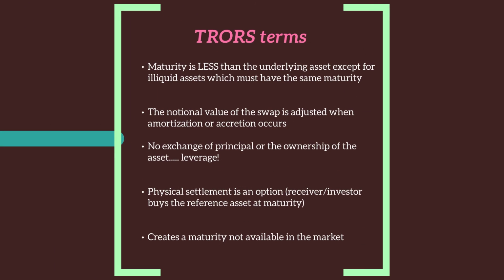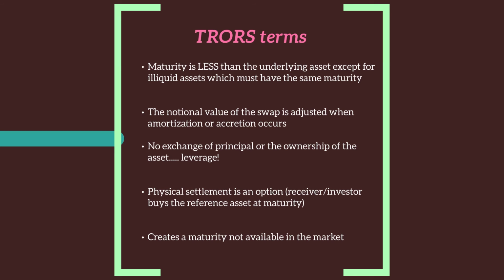Now, there's some other terms to a total return swap that you should know about. The maturity is less than the underlying asset, except in the case of illiquid assets, which must have the same maturity. Now, for bonds, they amortize or accrete, which changes their principal value. So the swap has to be adjusted when these changes occur. There's no exchange of principal or the ownership of the asset. That's how we get our leverage.